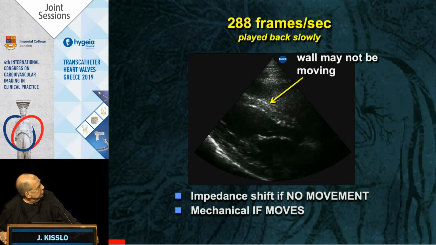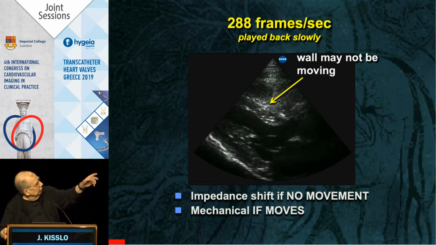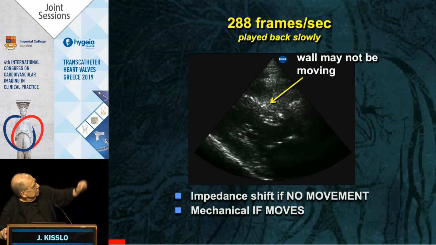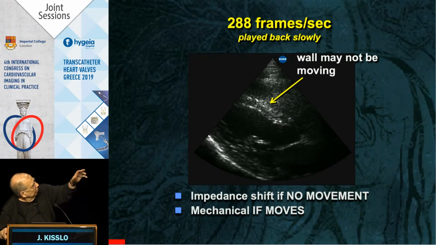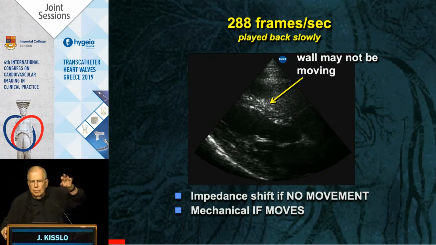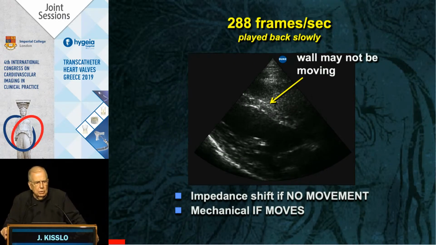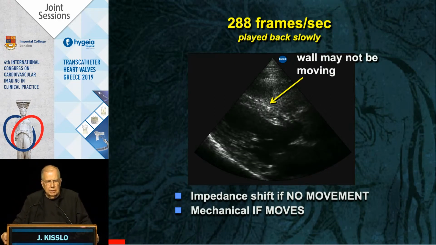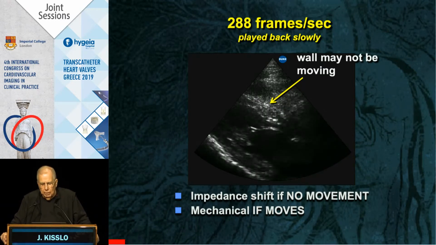So if you look at this picture, which is imaged at roughly 200 to 300 frames per second, watch the septum. The wall may not be moving, but you'll see things moving within the wall, inside the wall. We're not sure what that is. One possibility is the conducting system. The other possibility, which I'll describe to you, might be flow.